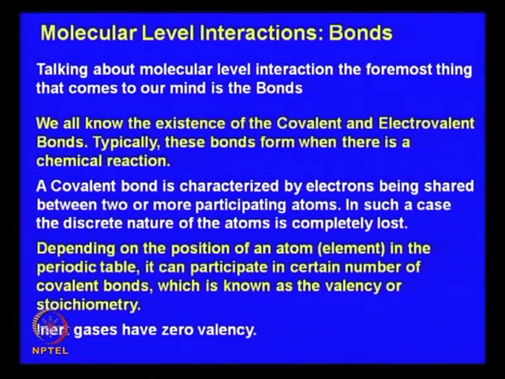Now, depending on the position of the atom or the element in the periodic table, it can participate in a certain number of covalent bonds, and I guess you all know that this is what is known as the valency of that particular element, or often referred to as stoichiometry. We have also been trained to explain, based on this concept, that inert gases have zero valency, and they have a filled electron structure. So, they do not have any free electrons to participate in this sort of sharing, and therefore, they remain inert.